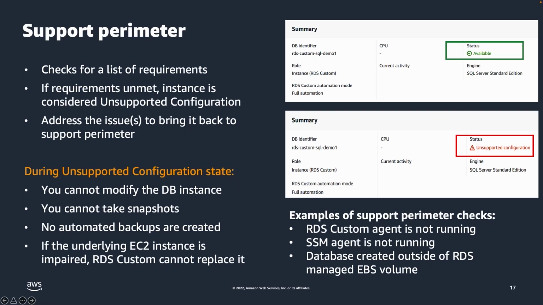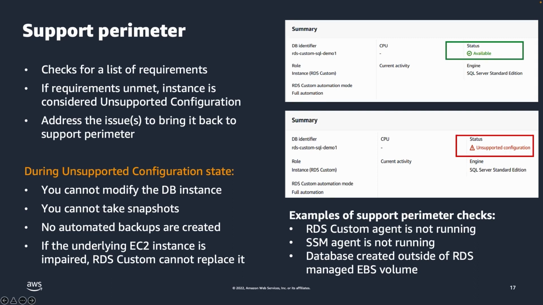So that's one example. Similarly, you should not stop the SSM agent or the RDS Custom agent that runs on the instance. So any change that you make, if it affects the state of those services, the communication stops between the RDS automation that runs outside of the instance, and it will just simply mark the instance as unsupported configuration.